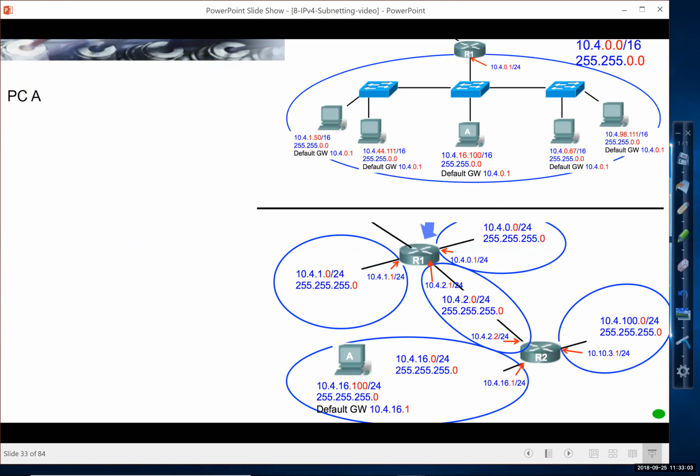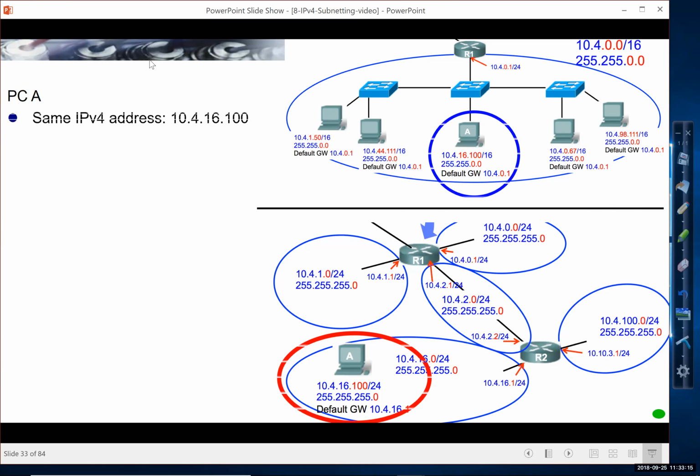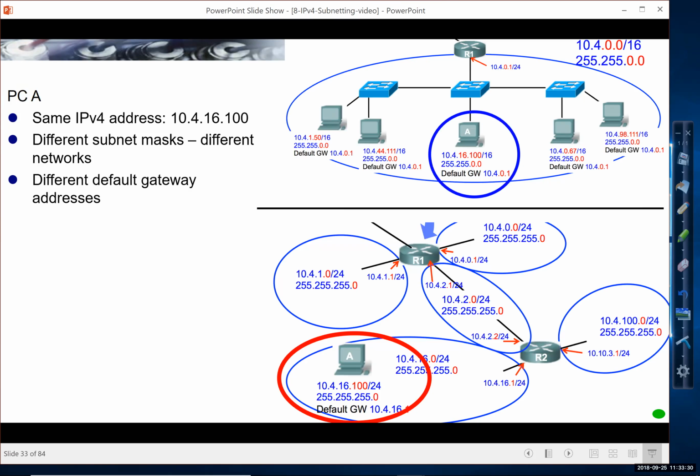Okay, so let's just look at what we had and what we did. At the top here is the organization before we subnetted. Down below is what it looks like after we subnetted. So PC A has the same IPv4 address in both cases. What's different is the subnet mask. It was a /16, now it became a /24. Also, a different default gateway address. The default gateway address has to be an IPv4 address on that subnet. And what we've done is allocate the first address of that subnet to be the default gateway address.